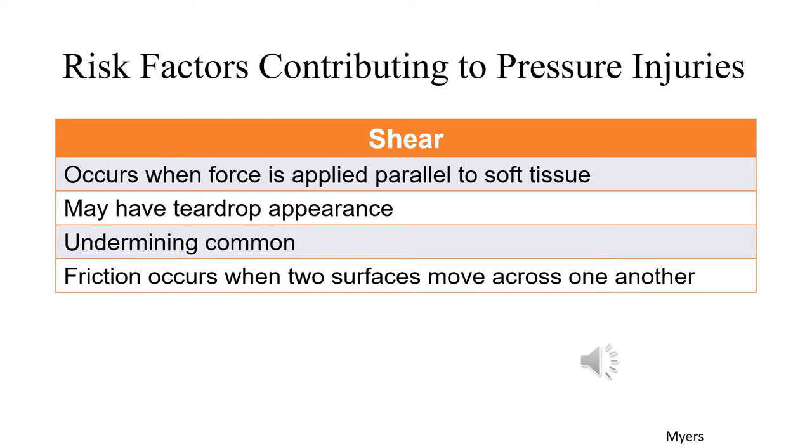When the body has a shear force applied to it, so the skin is gliding over the top of the bone and muscle, the wounds that develop can have a teardrop appearance because they're kind of being sheared in a certain direction. And when that happens, you can imagine that undermining that we talked about, where we can kind of sweep the Q-tip underneath the wound edge. Undermining is really common with these types of wounds because the layers are being torn apart from one another.